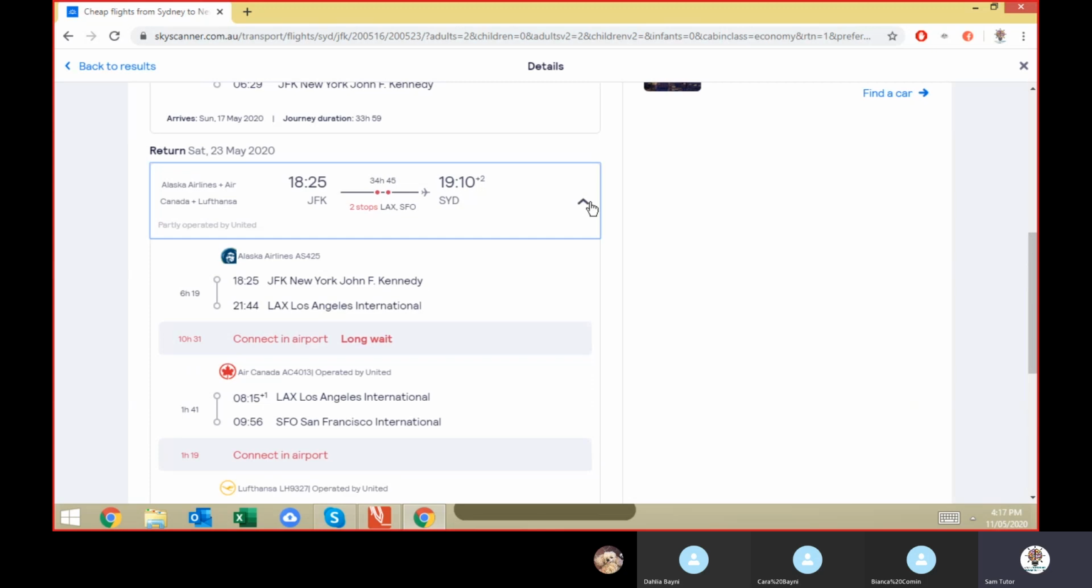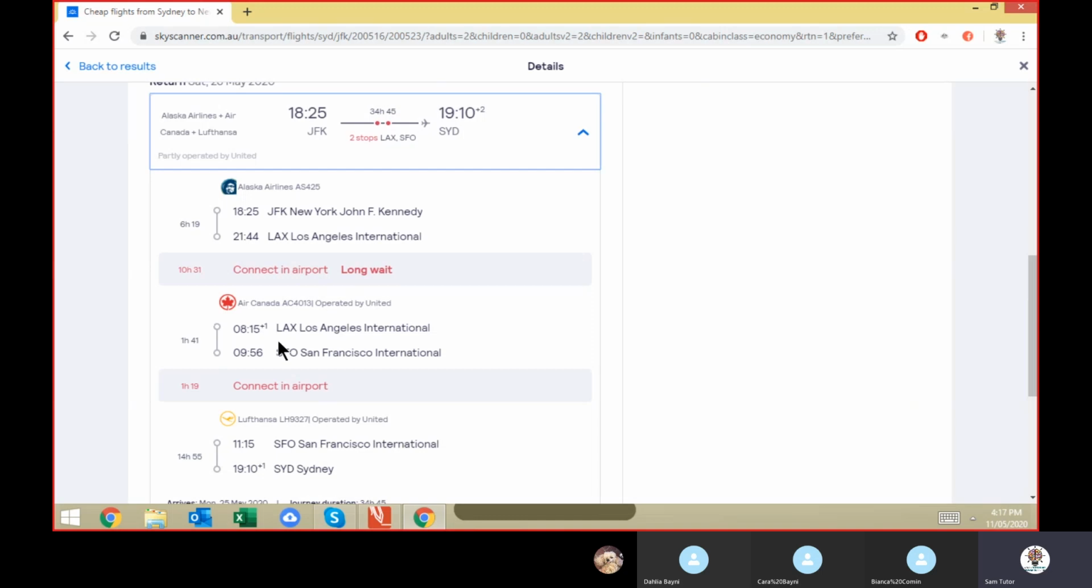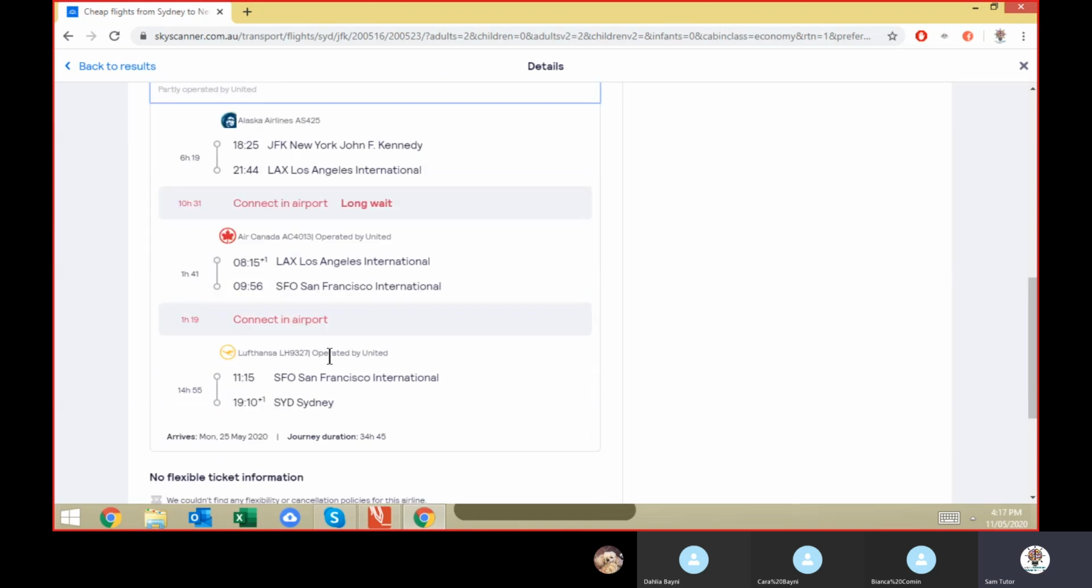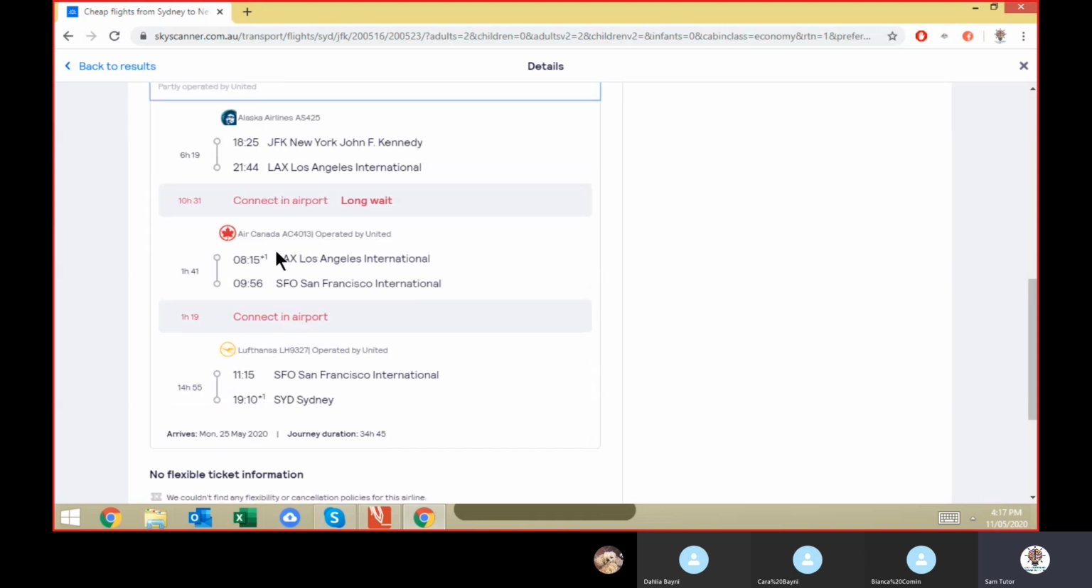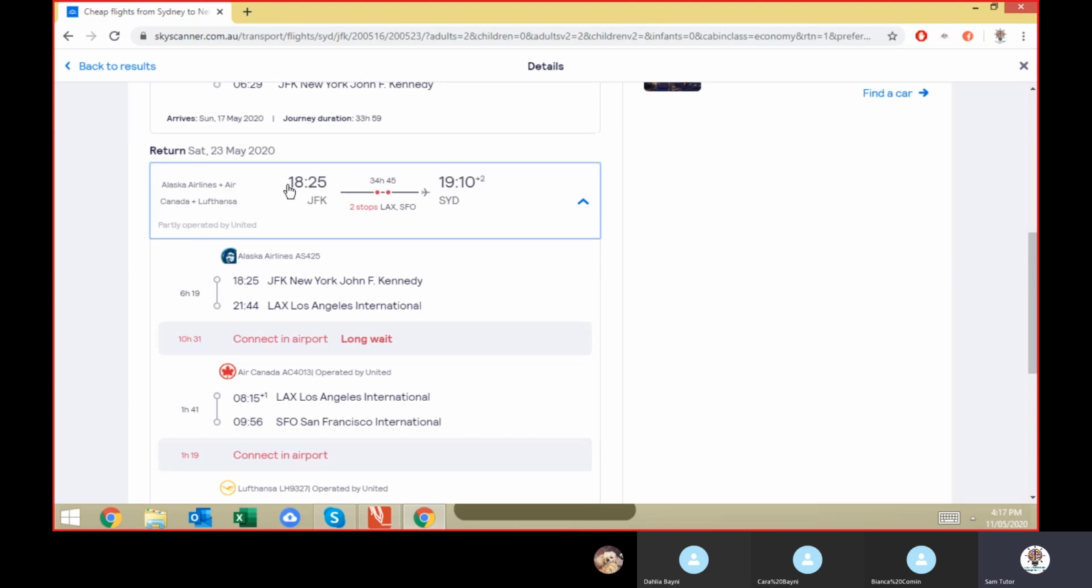Another one would be these guys. On the way back, I go from New York to LA, a little bit of a wait, LA to San Fran, a little bit of a wait. But then can you see, because of the time here, 18:25, it's 6:25 p.m. at night, I leave Saturday the 23rd of May. The next day, it's already 8:15 a.m. So that becomes Sunday the 24th.